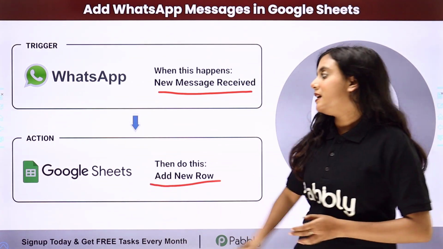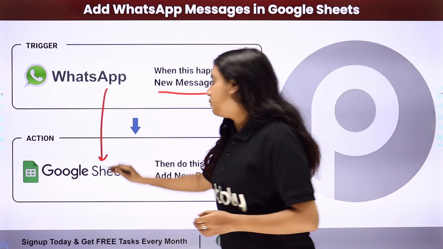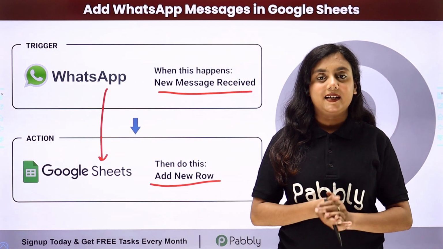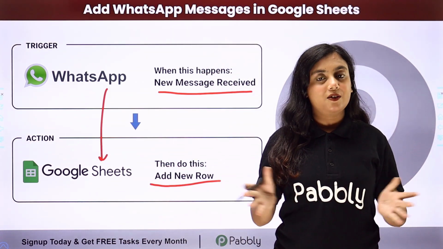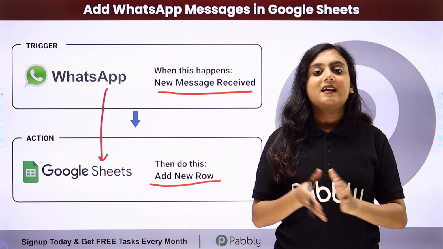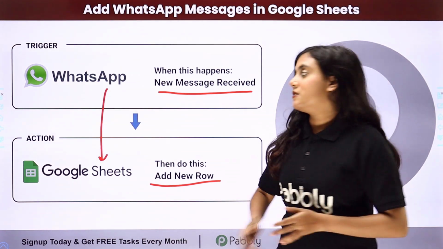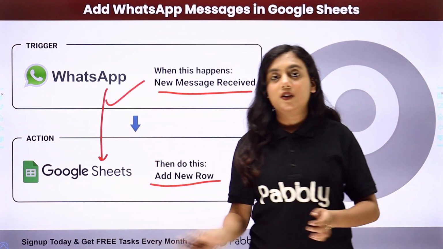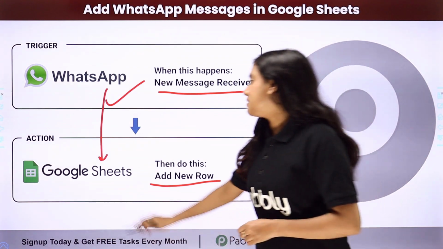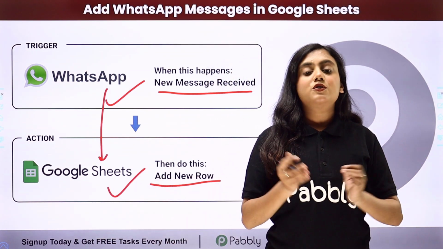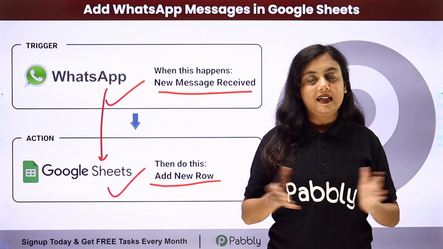For that, we need to create an automation between WhatsApp and Google Sheets with the help of Pabbly Connect. In Pabbly Connect, to start an automation process, we need trigger and actions. In this process, my trigger application is going to be WhatsApp Cloud API and my action application is going to be Google Sheets. If you want to learn how to create this automation, then let me take you all to my screen.